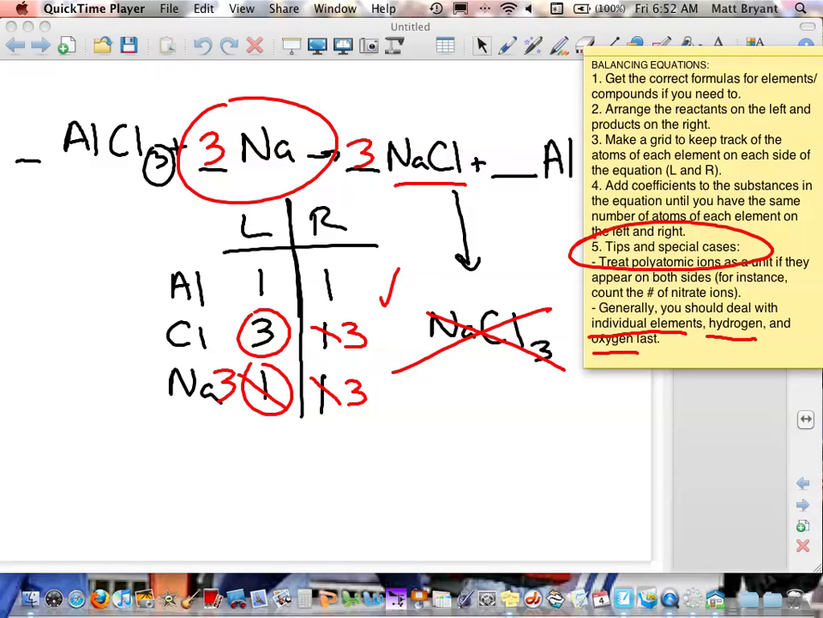Now, we have sort of an opposite reason for dealing with hydrogen and oxygen last, because hydrogen and oxygen tend to appear in a lot of different compounds. So, as a result, we need to be really careful when we deal with those 2 elements. So that's about it from here.